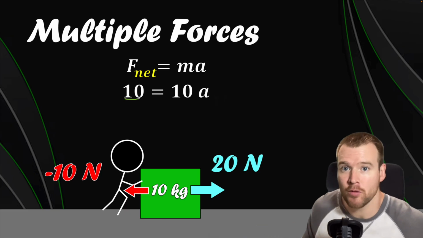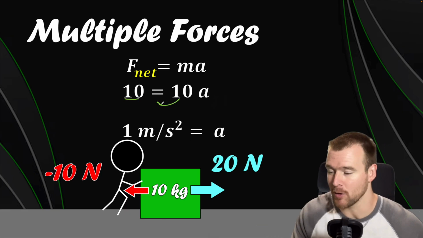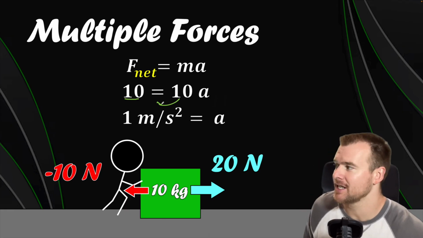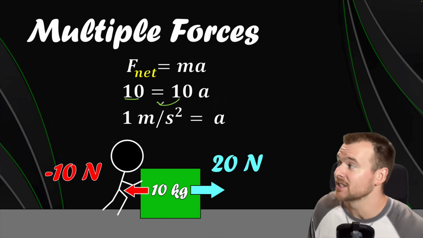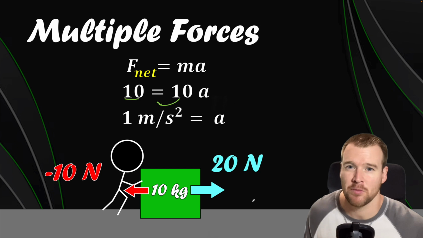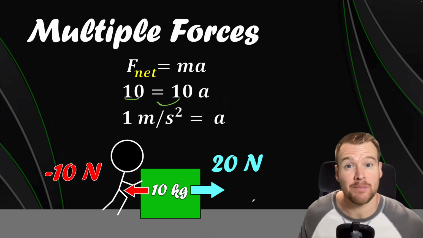Now that I have the overall force, that's going to cause the mass to accelerate. Divide by 10, and we get our answer of 1 meter per second squared, which makes sense. It's basically like we're just applying 10 newtons this way, divided by 10 kilograms, and we get 1 meter per second squared. Now that works pretty well when the numbers are easy to work with and you can just figure out the net force by looking at it.